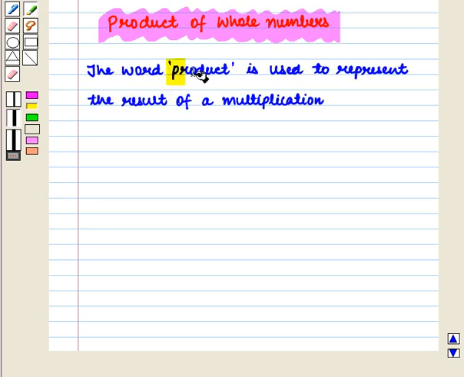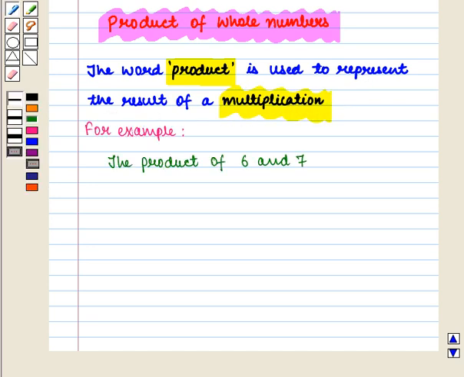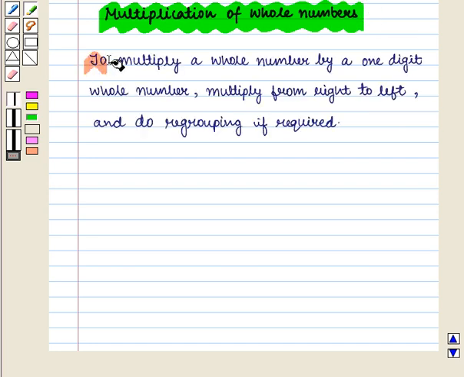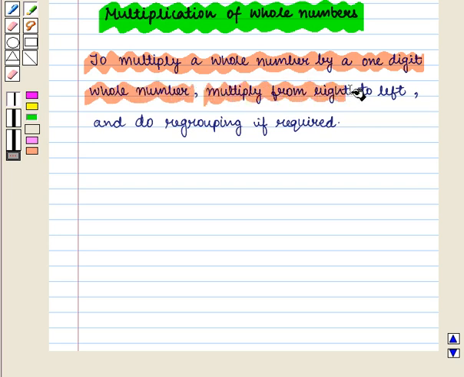Now we are going to discuss product of whole numbers. The word product is used to represent the result of a multiplication. For example, the product of 6 and 7 is 6 into 7, that is equal to 42. Now let us see how to multiply whole numbers. To multiply a whole number by a one-digit whole number, multiply from right to left and do regrouping if required.